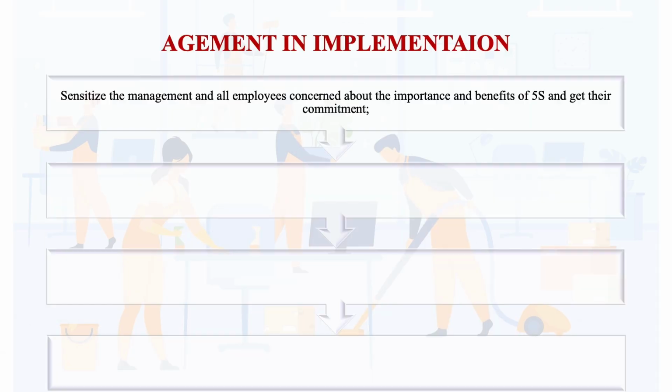What are the other things required in implementation of 5S? We should sensitize the management and all employees concerned about the importance and benefit of 5S and get their commitment. You can start with these two photos which we have seen earlier. These two photos themselves will speak enough that management will acknowledge, and employees will agree to work for 5S.